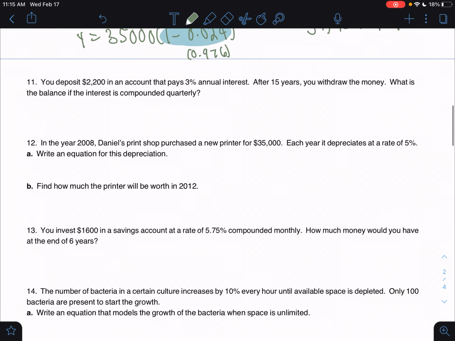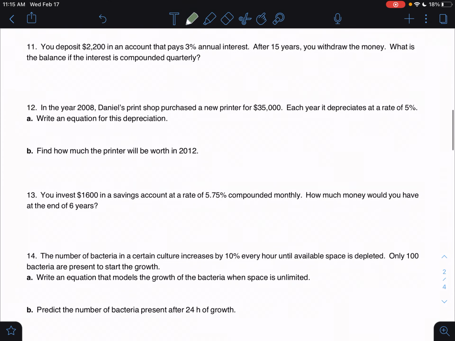Okay, let's look at number 11. You deposit $2,200 into an account that pays 3% annual interest. After 15 years, you withdraw the money. What is the balance if the interest is compounded quarterly? So this is our compound interest. So whenever you see the word compounded, remember, we're going to use the compound interest formula. And since that one is going to be on your formula sheet, we're going to be giving that one to you. So I'm going to write that out here.